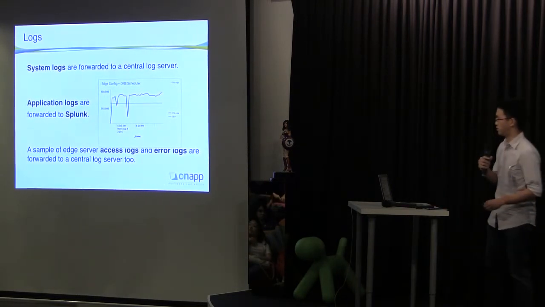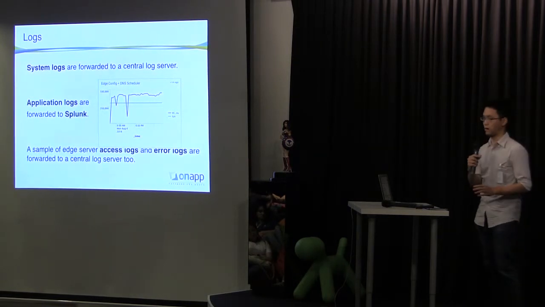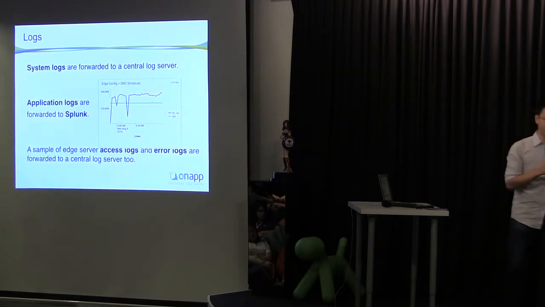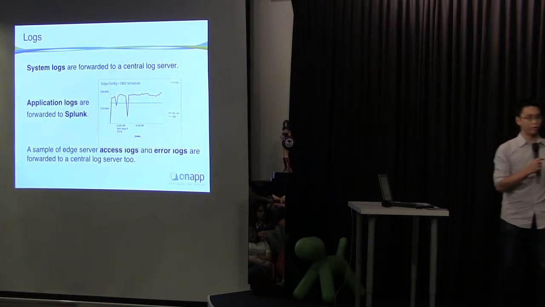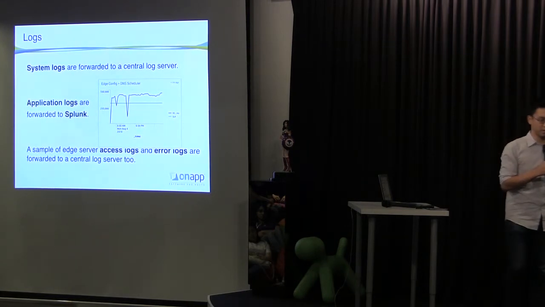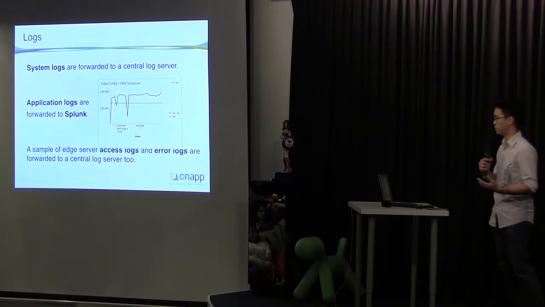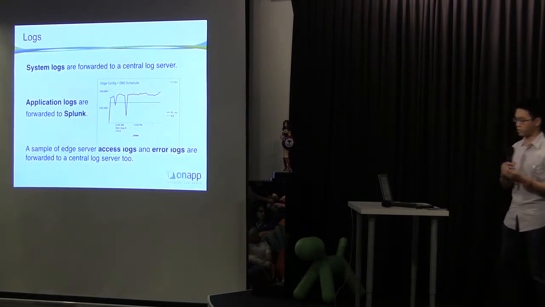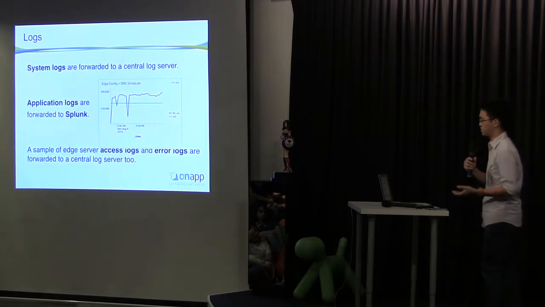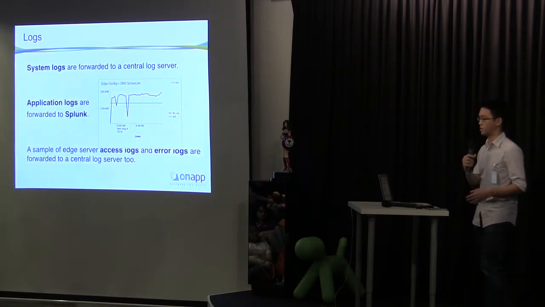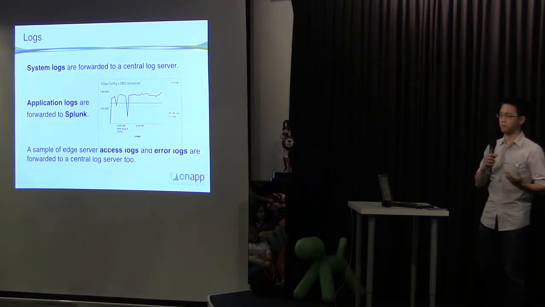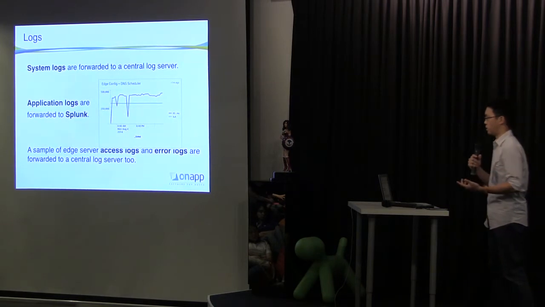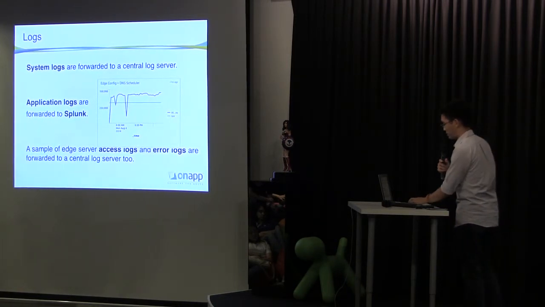So for our edge servers, we have a sample of access logs and error logs that we send to our central log server. By sample, I mean we take up to 100 per second from the servers, because if we take everything, we would have to store billions of request logs every single day, and there'd be a lot of storage overhead and network overhead, so we don't want that. So we just take a sample. It's enough to do troubleshooting if there's some sort of CDN problem, like your edge server can't connect to the origin, or there's some sort of weird caching problem.